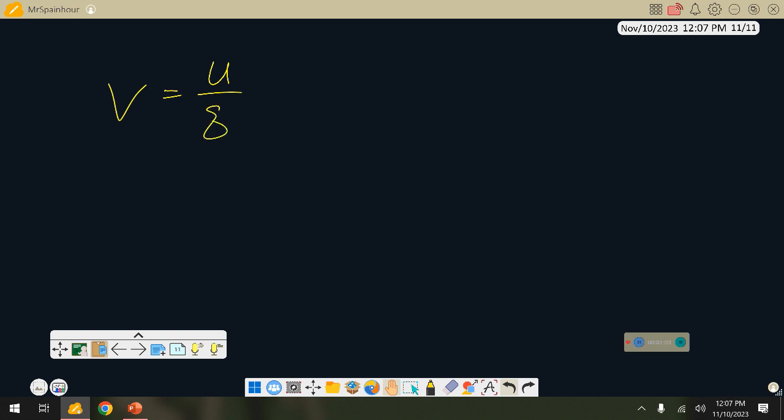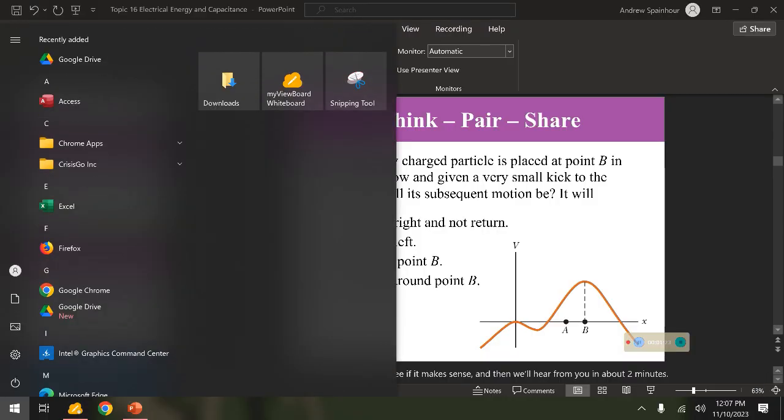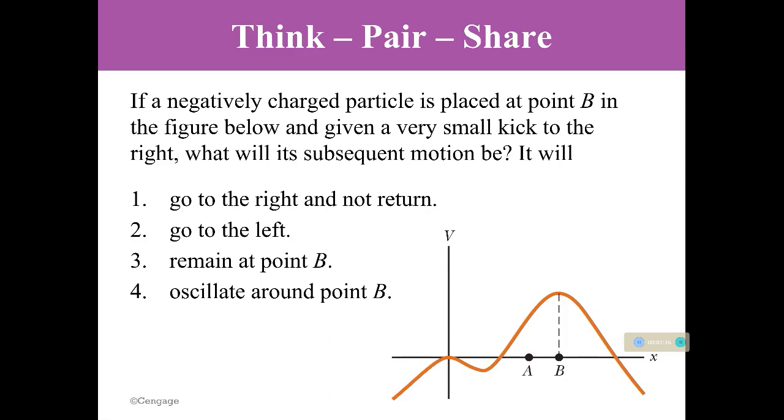So what you want to think of here is that when you think of V, potential energy is just Q times V. Yes? Meaning, when I say for a positive, you look at this and go, oh, for this potential, okay, positive means all these numbers up here are positive. Fair? Okay? So when you look at this, you should go, all right, as I look at this, positives should do what in this particular case? So in here we say, all right, you have a particle placed at position B in the figure below. It's given a very small kick to the right. What should its subsequent motion be?